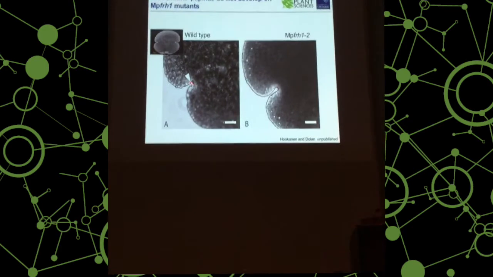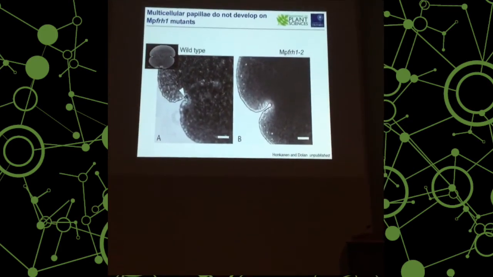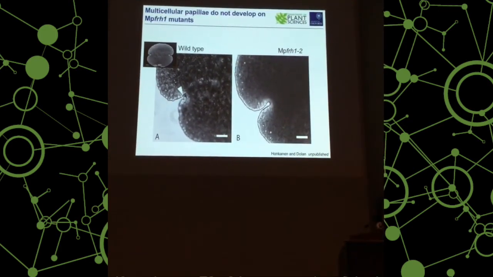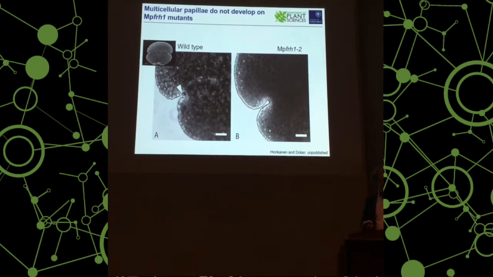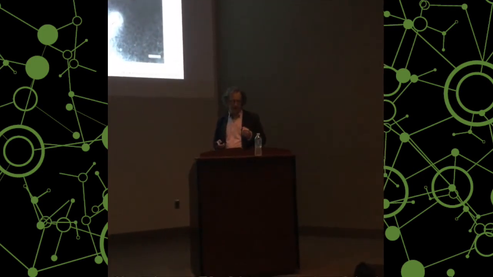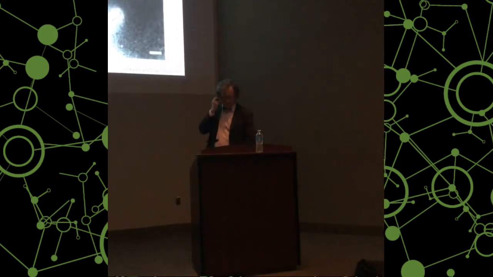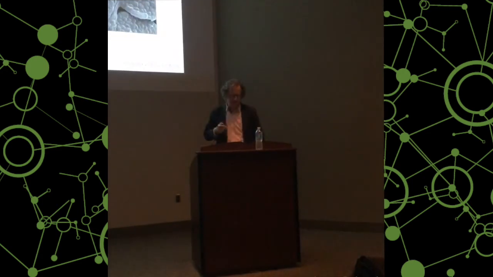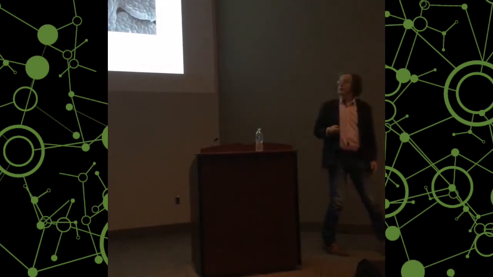So that these mucilage papillae don't form in the FRH1 mutant. So that told us that actually the FRH1 gain of function mutant is repressing the formation of these bicellular structures. Then we got even more worried, and we thought we should go back and look at RSL mutants. And of course, we're seeing the same effect.